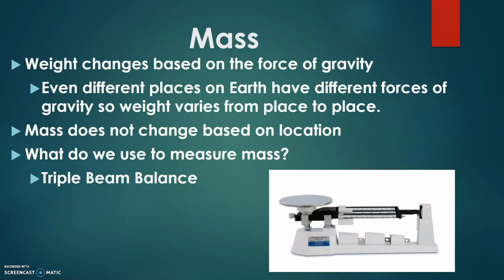All right, we already talked about the first point and the second point. But what do we use in science to measure mass? This is what we use in the classroom. This is called a triple beam balance. I'm going to demonstrate how we use this to measure different objects in just a moment.